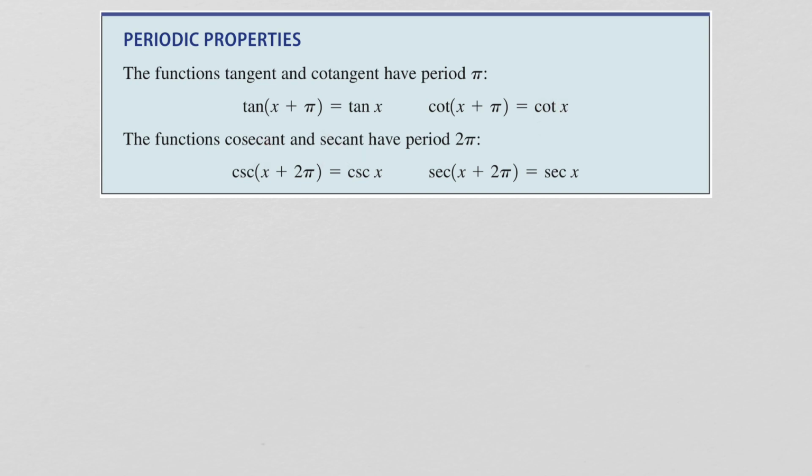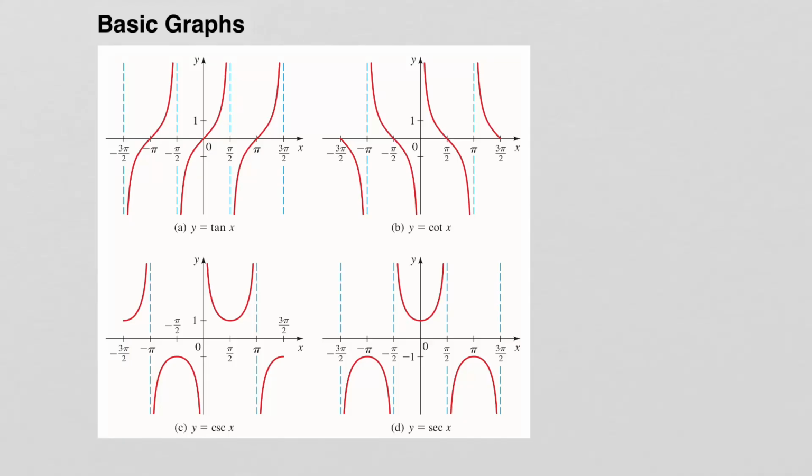Cosecant and secant each have a period of 2 pi, which is not too surprising since cosecant and secant are the reciprocals of the sine and cosine functions, which also have a period of 2 pi units. The basic graphs for tangent, cotangent, cosecant, and secant can be seen here.